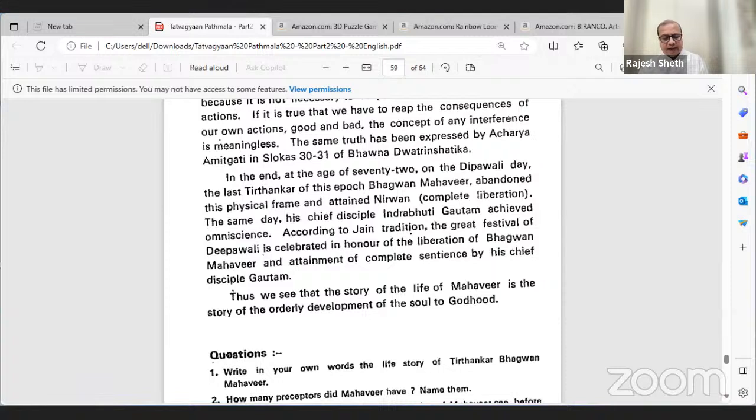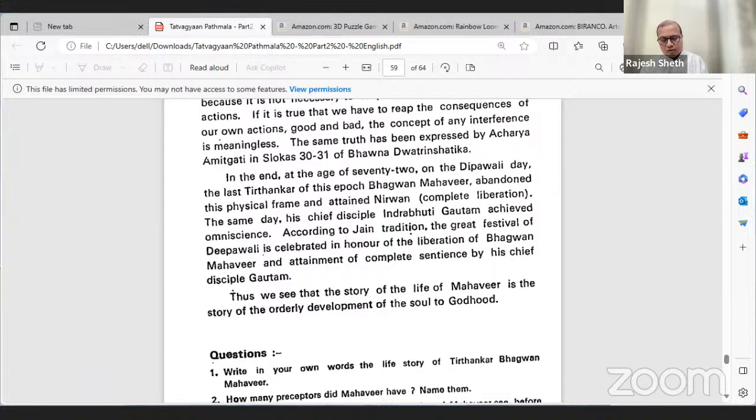The question is, can anybody, however strong, make us happy, even if we indulge in demerits? Likewise, can anybody, be it God himself, harm us if we keep ourselves busy in meritorious engagement? If yes, it would be worthless to do good and be afraid of the bad, because it is not necessary to reap the consequences of one's action. If it is true that we have to reap the consequences of our own actions, good and bad, the concept of any interference is meaningless.